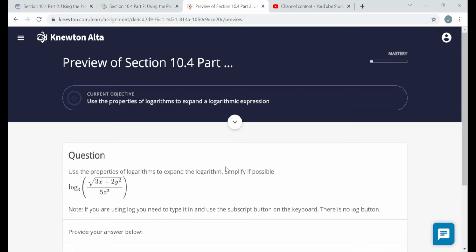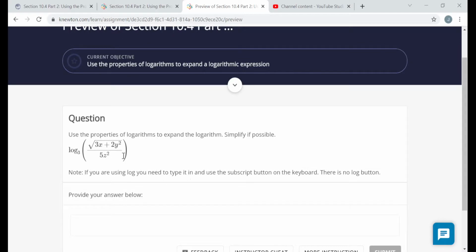So this one, we are asked to use the properties of logarithms, mostly the product, quotient, and power properties, to expand a logarithmic expression. It says here, use the properties of logarithms to expand the logarithm, and then simplify if possible. Note, if you are using log, you need to type it in and use the subscript button on the keyboard. There is no log button. So we have to type in the word log and then use subscripts to put in log base 3 here.